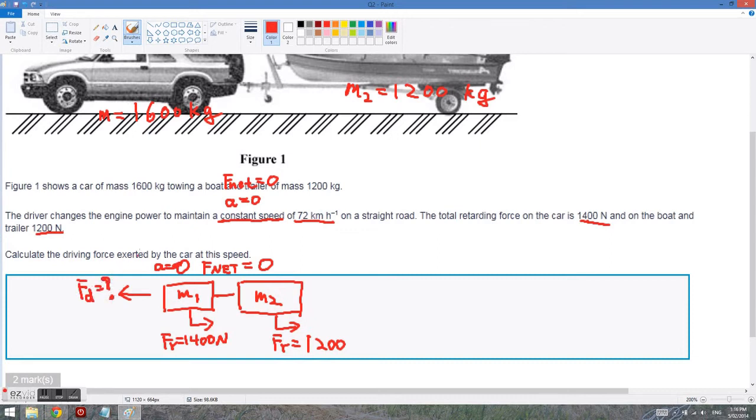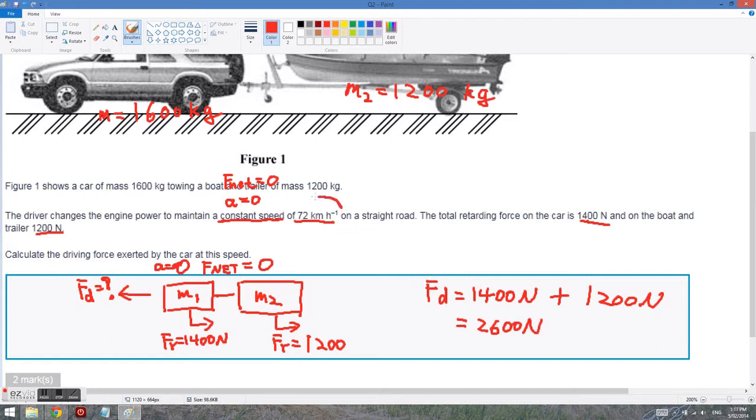Okay, so the driving force must be the same as the friction force. Otherwise, the net force won't be 0 anymore. So your driving force must be this plus that. Okay, simple and easy.